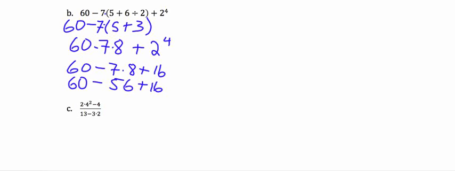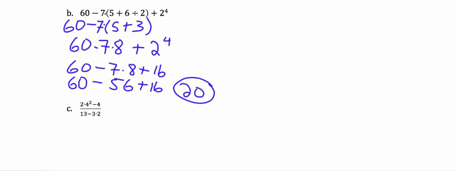You need to do the 60 minus the 56 first. We're working our way from left to right. So that gets you 4, and then 4 plus 16 is 20. So hopefully you got that one right. Let's go ahead and do the same process for C.